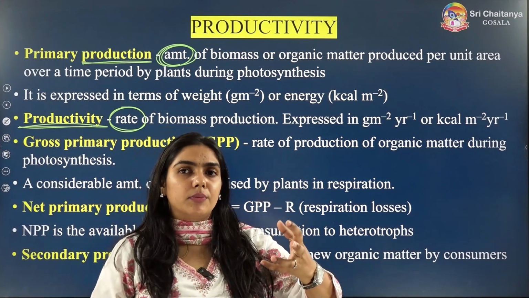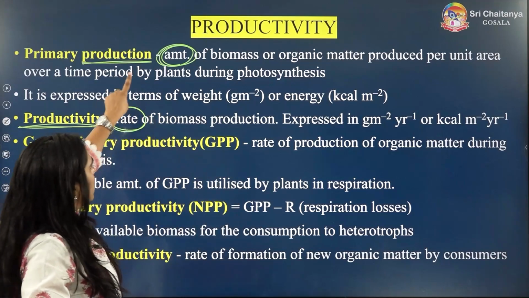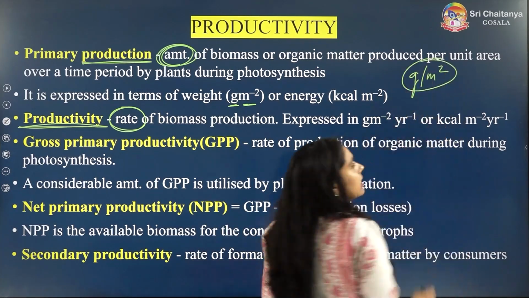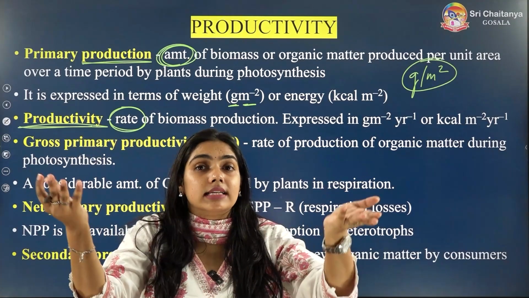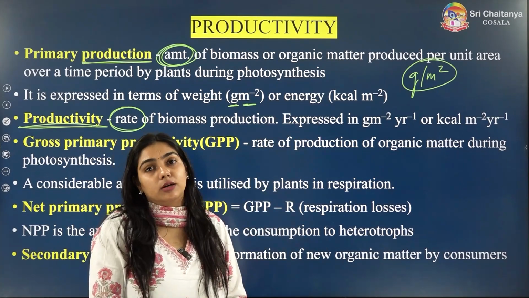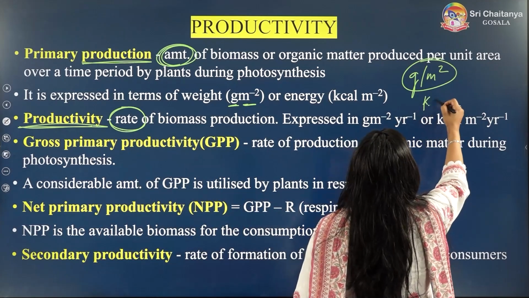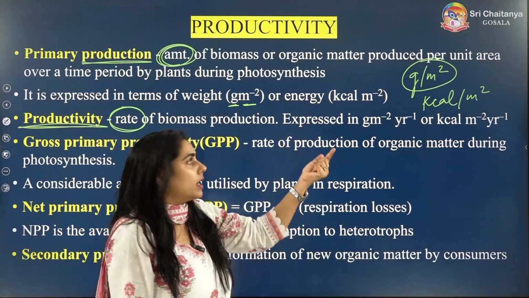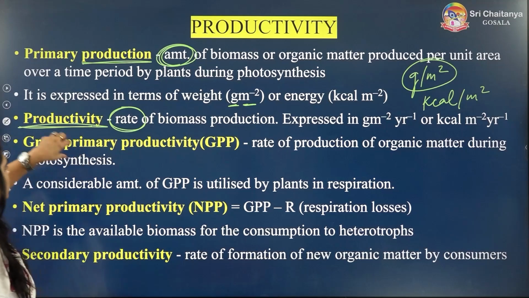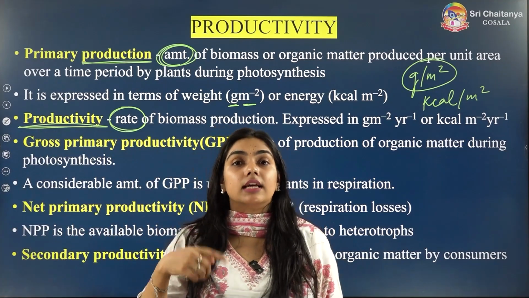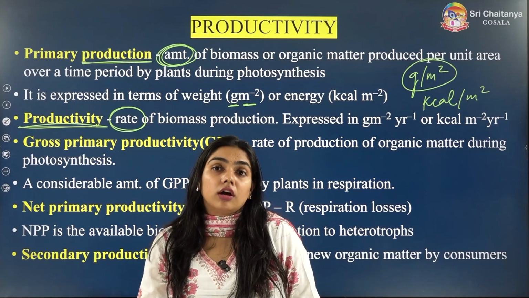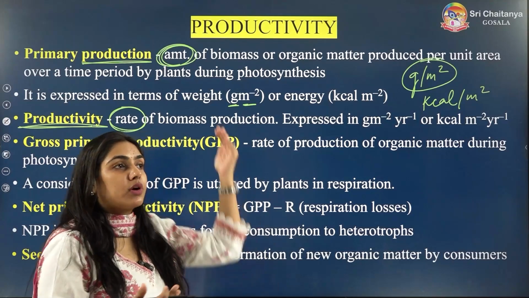So when we write the units of primary production and primary productivity, don't get confused. Primary production can be expressed in gram per meter square. So here we are taking the area: in how much area, how much biomass is getting produced by the plants during the process of photosynthesis, because it is primary production. All right, it can be expressed in terms of calories also, so in kilocalorie per meter square. Now coming to productivity, if we need to express productivity, we add one more thing, and that is per year. So gram per meter square per year, or kilocalorie per meter square per year. So that is the difference between production and productivity.